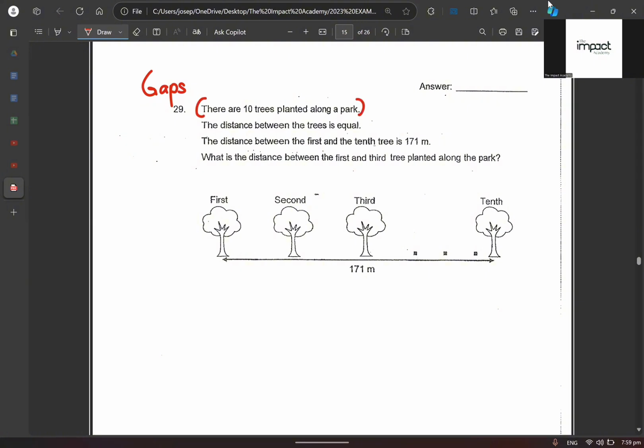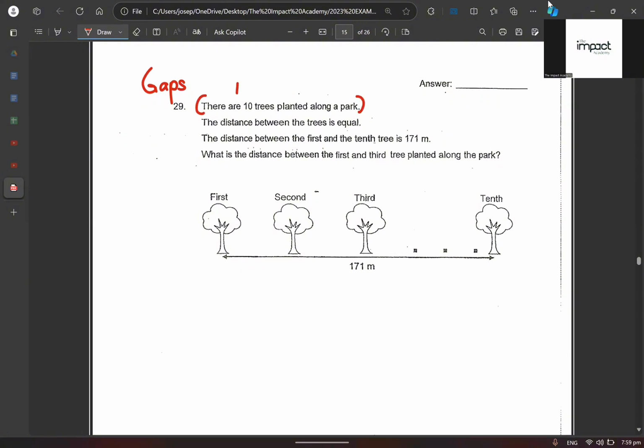Sentence number 1, 10 trees. Very good. Sentence number 2. Read for me. The distance between the trees is equal. Sentence number 3. The distance between the first and the 10th tree is 171. So the first and the 10th, how many trees are there?